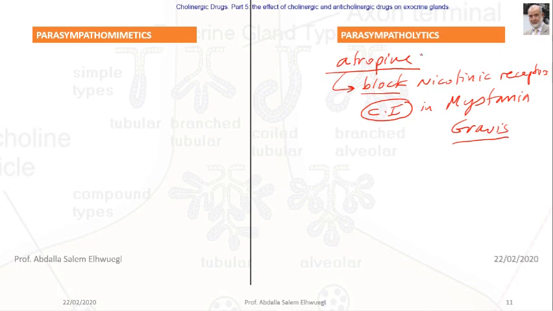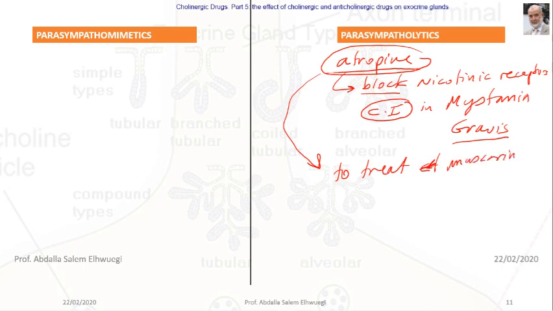Otherwise, atropine-like drugs are sometimes used to treat cholinergic side effects or muscarinic side effects, because they block muscarinic receptors. So these are the effects of cholinomimetics and cholinolytics on the neuromuscular junction. They have very important application in the diagnosis and the treatment of myasthenia gravis.